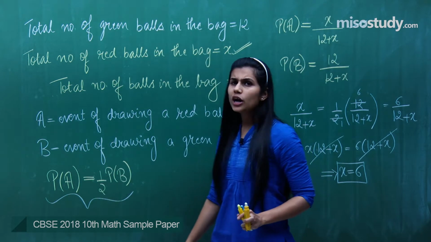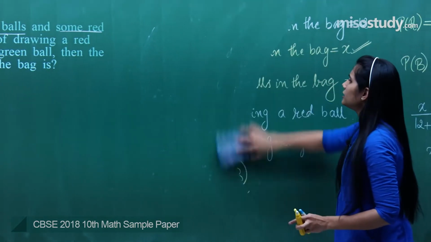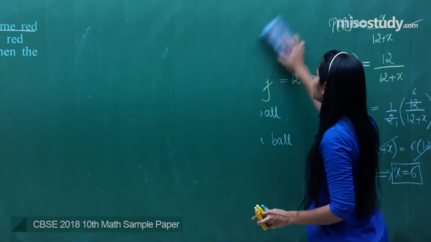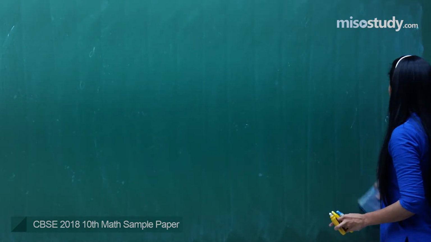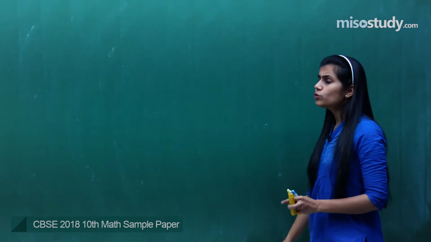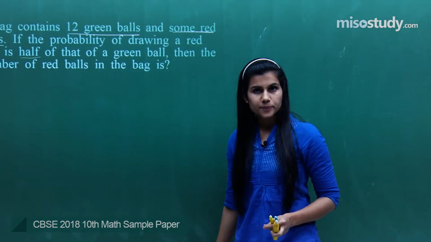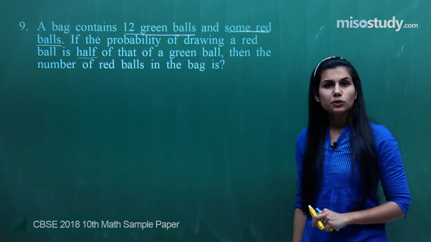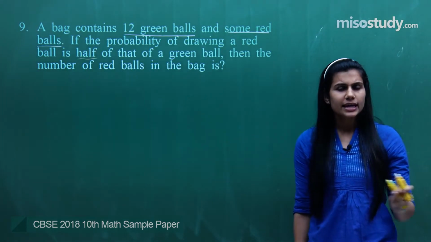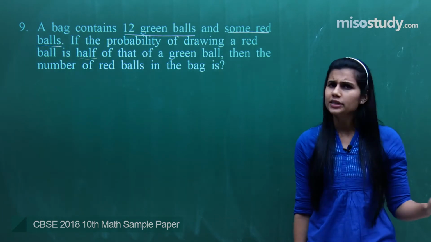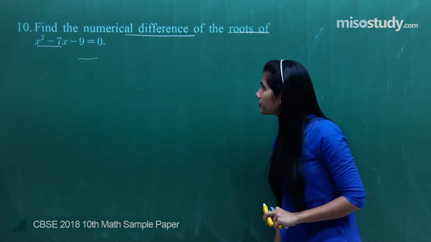The direct formula of probability was used in order to deal with the question, and the relation which connects the probabilities of drawing a green and a red ball was already given in the question. You just had to use that relation and therefore come to the answer. Now that we have dealt with question number 9, a direct usage of the concept of probability, nothing great, nothing special, nothing difficult about it. Let's see what happens in the case of the next question.